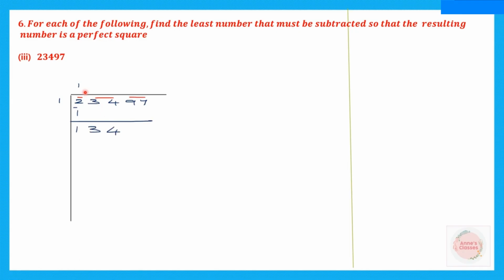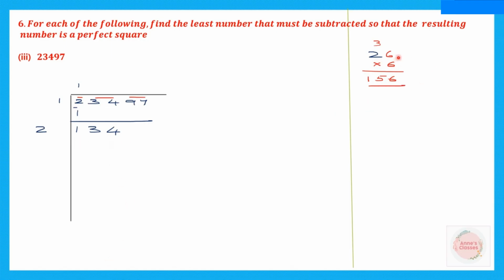Next is, look at the quotient. It's 1. Double the quotient. 1 into 2 is 2. Now put a digit next to 2 so that we get a number close to 134. So here let's take 2 and put the digit 6 next to it and see. Okay. So here we have 6 6s are 36, carry 3. 6 2s are 12, 13, 14, 15. 156, which is more than 134.